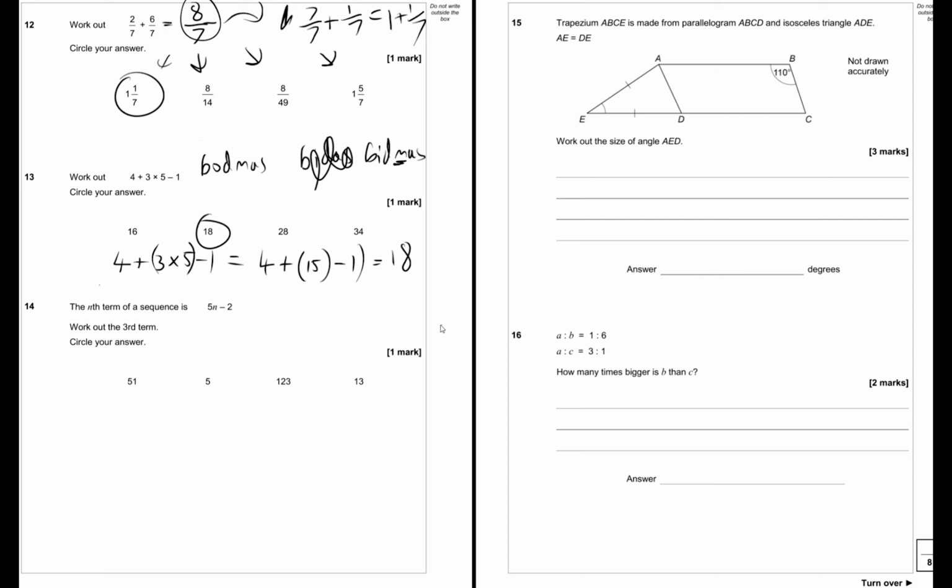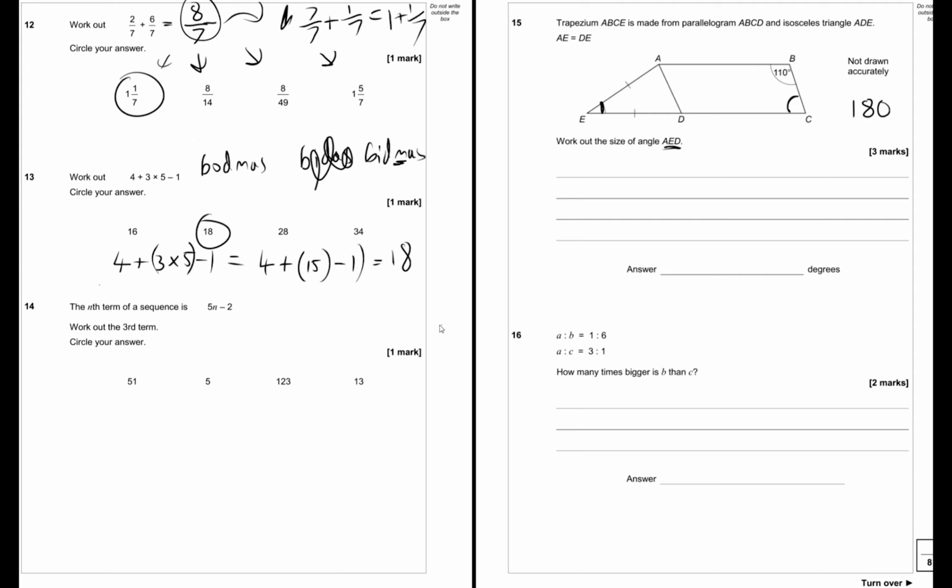Okay, question 15. Trapezium ABCE is made from parallelogram ABCD and isosceles triangle ADE. AE equals DE. Okay, we want to work out AED, which is this one. So what do we know about this angle here? So angles in a straight line add up to what? They add up to 180, don't they?